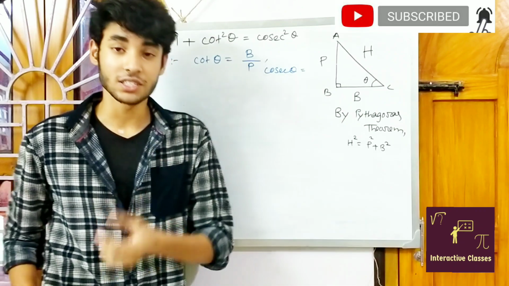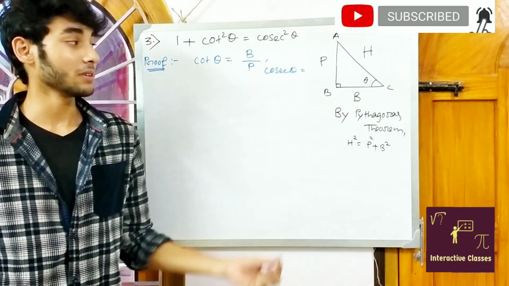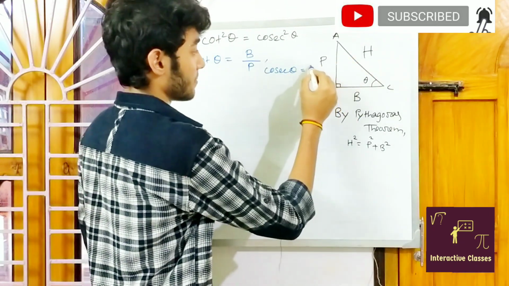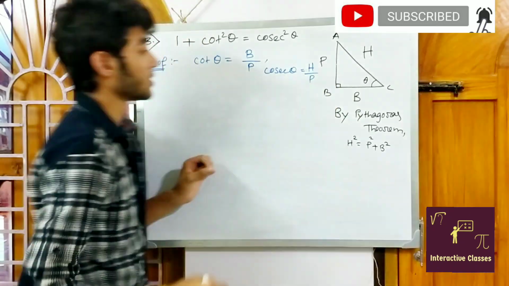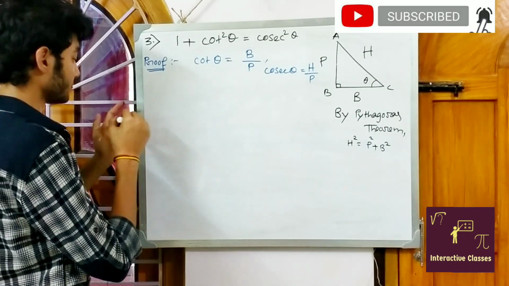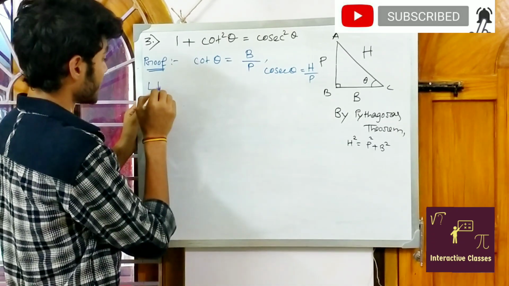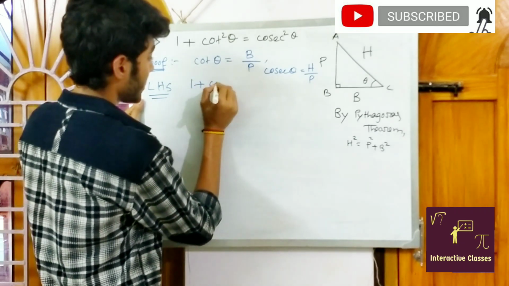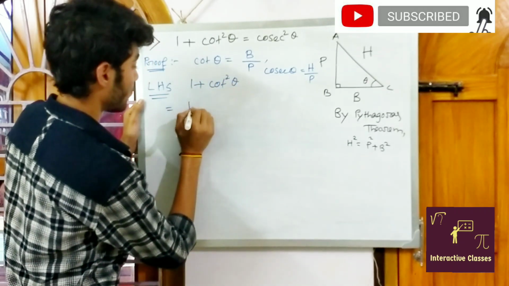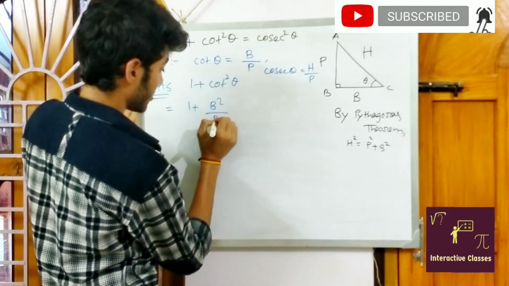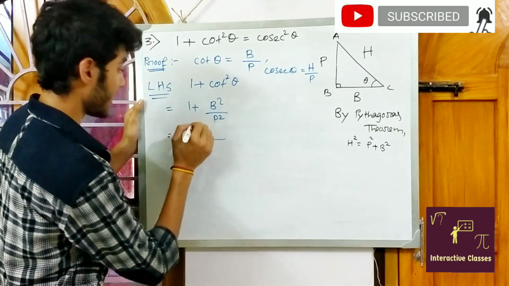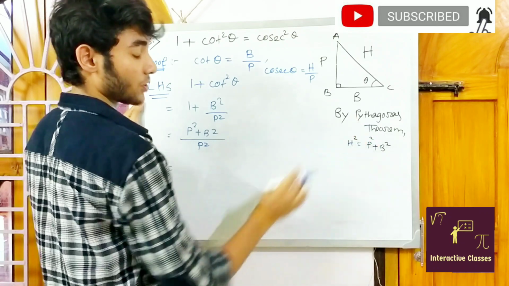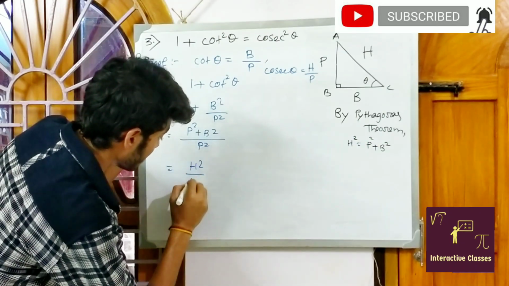We know that cosec theta is the reciprocal of sin theta, and sin theta is nothing but perpendicular by hypotenuse, so cosec theta is the reciprocal of it. So we can write it as H by P, since sin theta is P by H. By LHS we get 1 plus cot square theta, which is 1 plus B square upon P square. If we add it, we get P square plus B square, and we know that P square plus B square is hypotenuse square. So H square by P square.